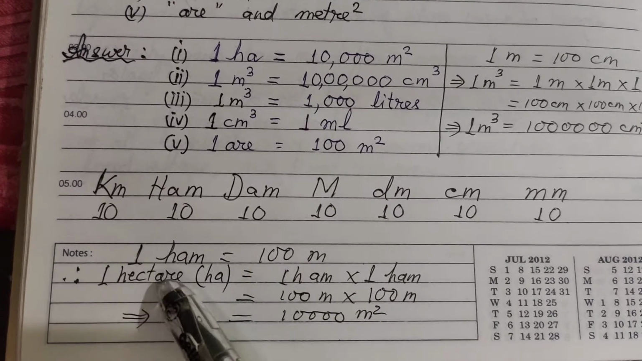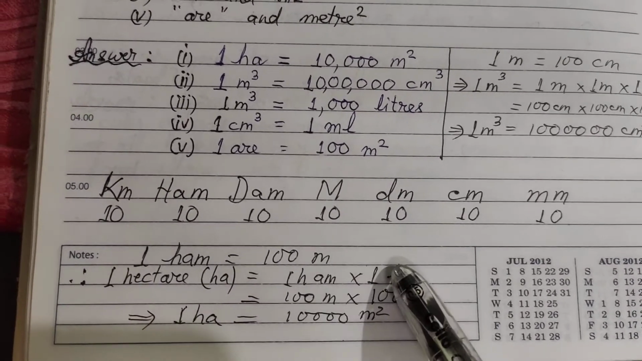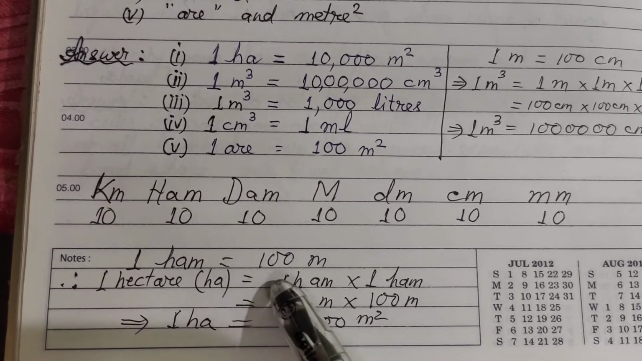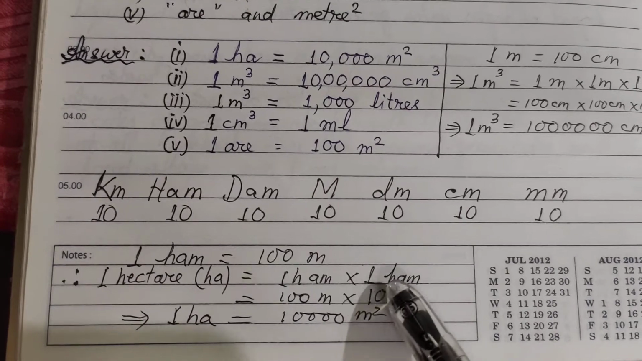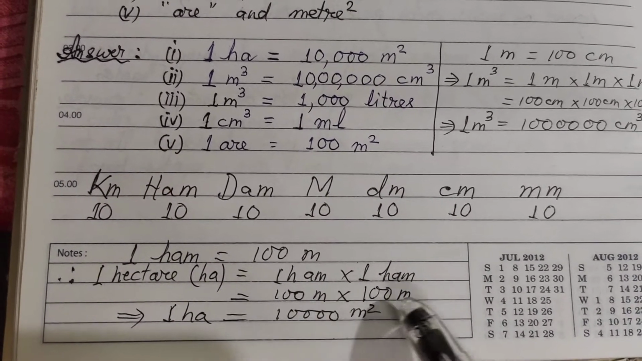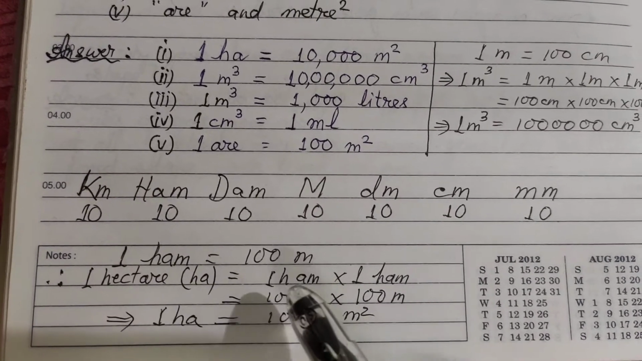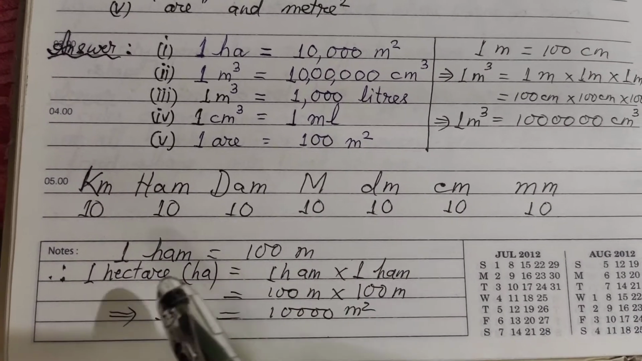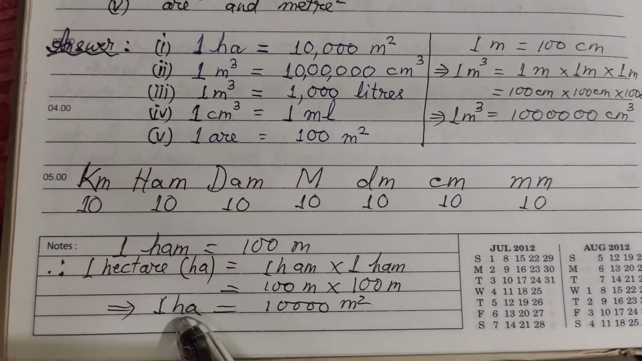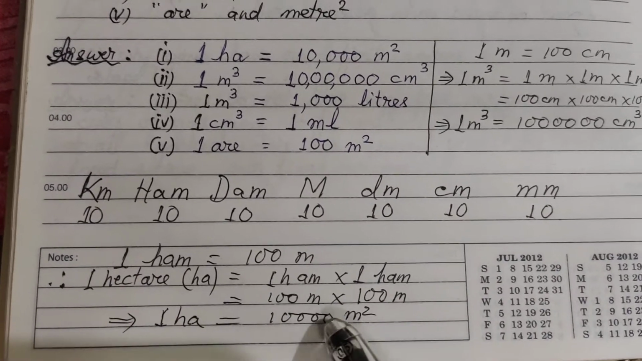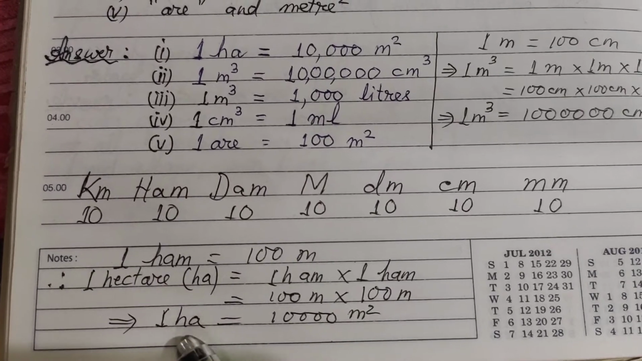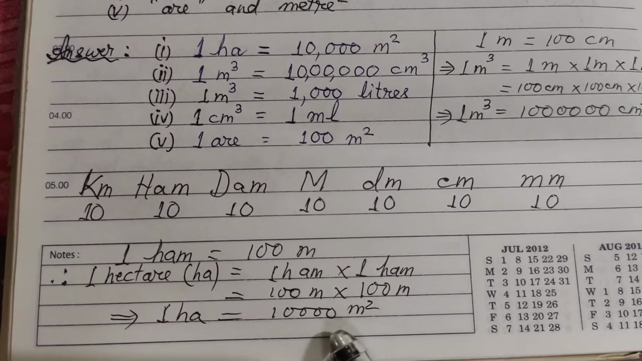What will happen if I multiply 1 hectometer twice? 1 hectometer into 1 hectometer is called 1 hectare. 1 hectometer is 100 meters, multiplied by again 100 meters. So 100 into 100 is 10,000. Meter into meter is meter square. So 1 hectometer into 1 hectometer itself is 1 hectare. Short form HA. So 1 hectare equals 10,000 meters square. I hope now you realize how 1 hectare equals 10,000 meters square came.